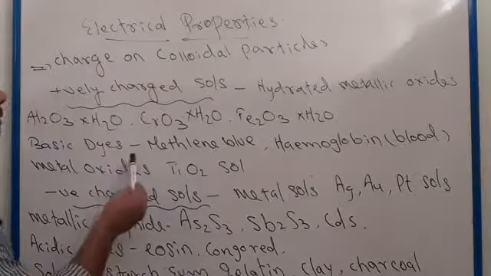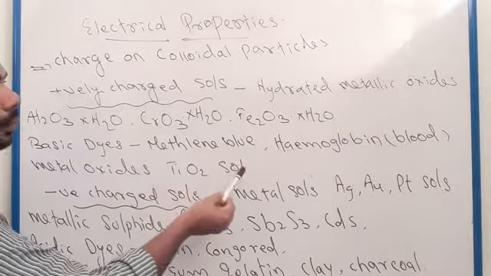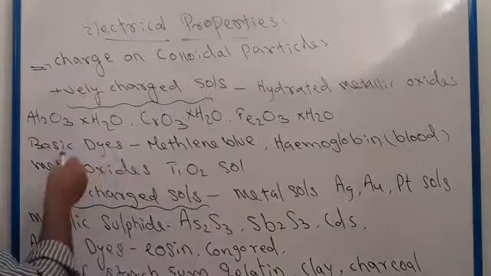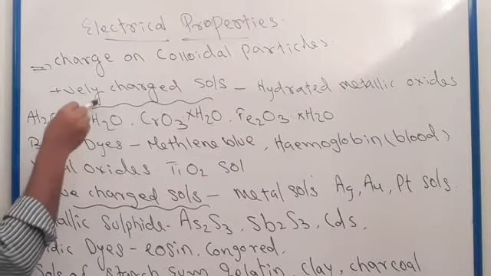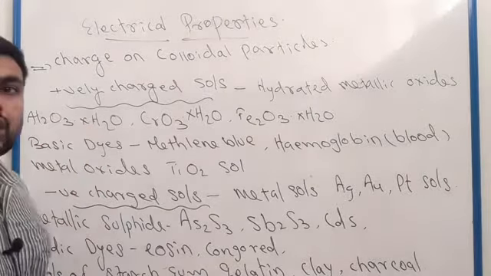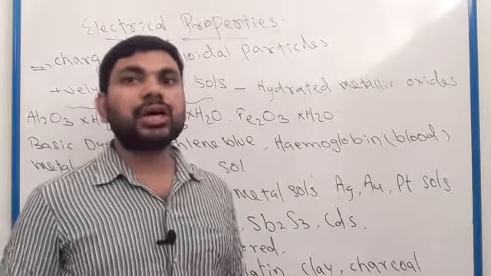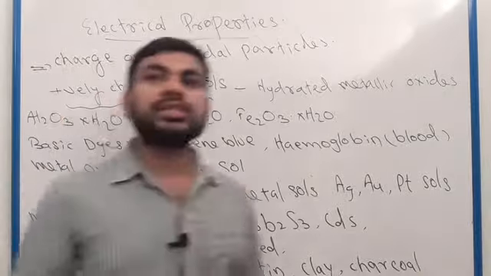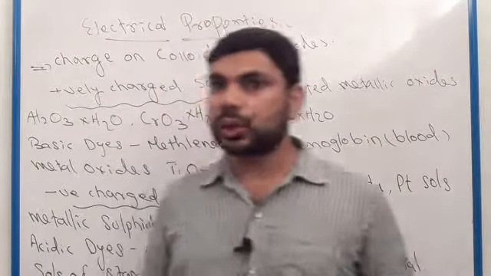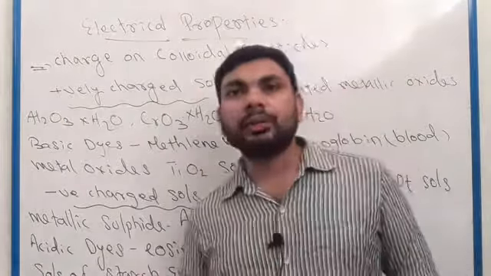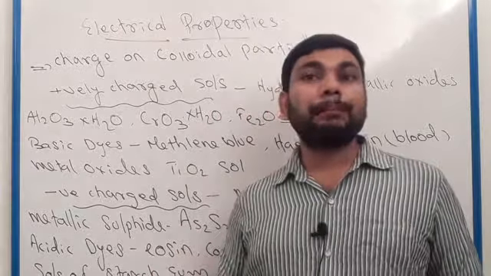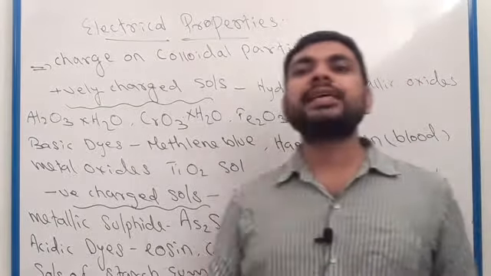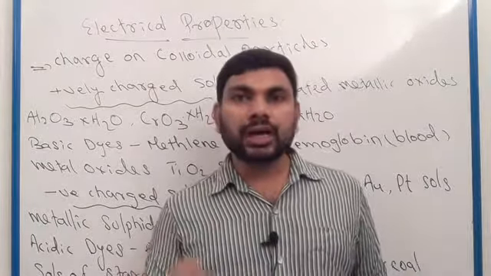Basic dyes mean methylene blue, hemoglobin means blood. These are basic dyes, and these basic dyes are examples for positively charged salt. After this, next we have to discuss negatively charged salt. Negatively charged salt means metal salts, metal sulfide salt, acidic dyes. These are examples for negatively charged salt.